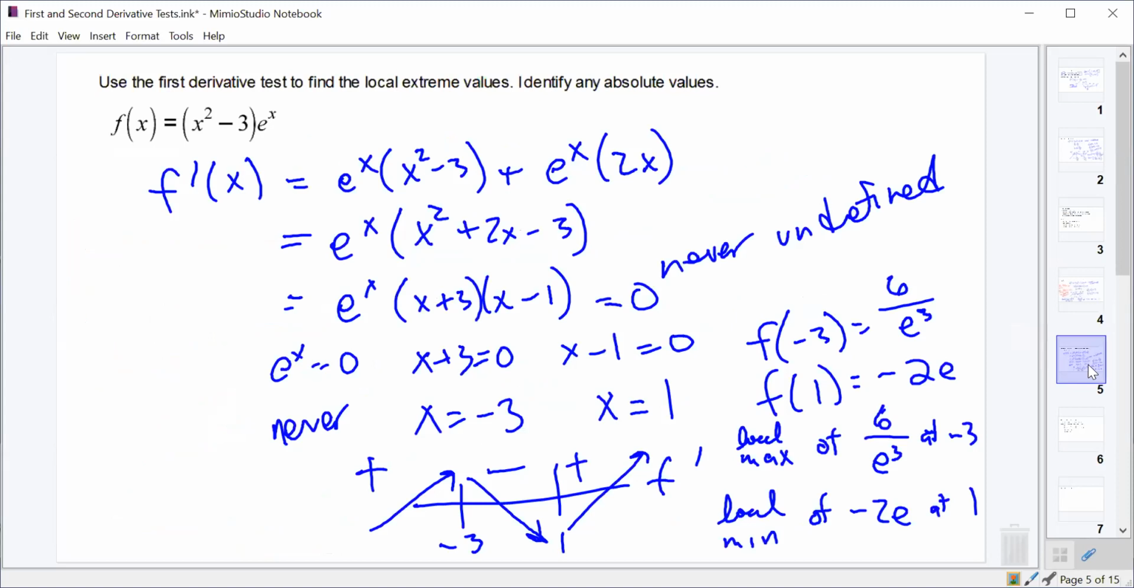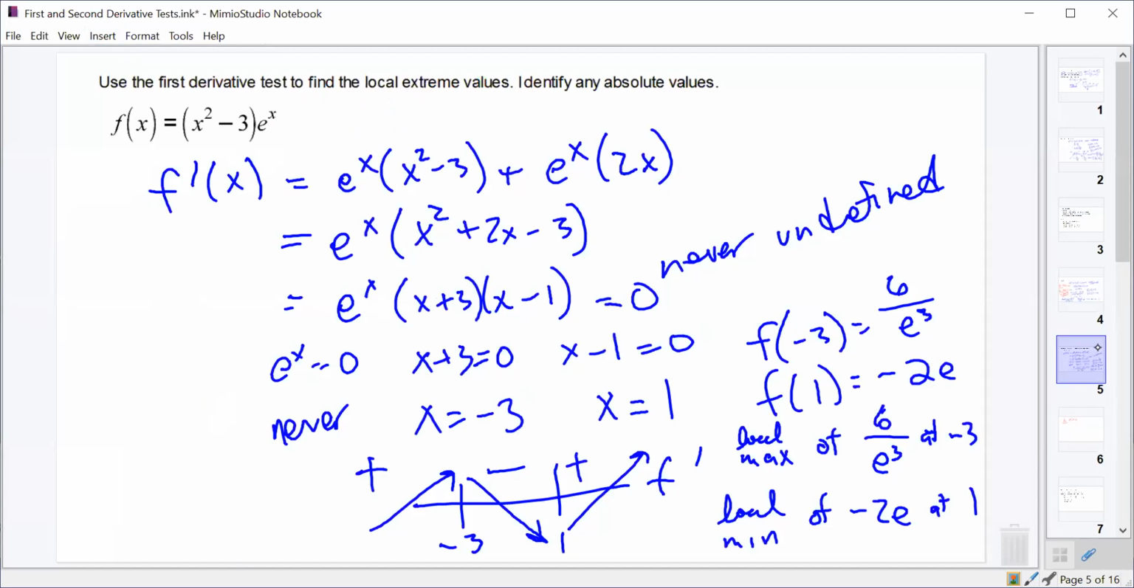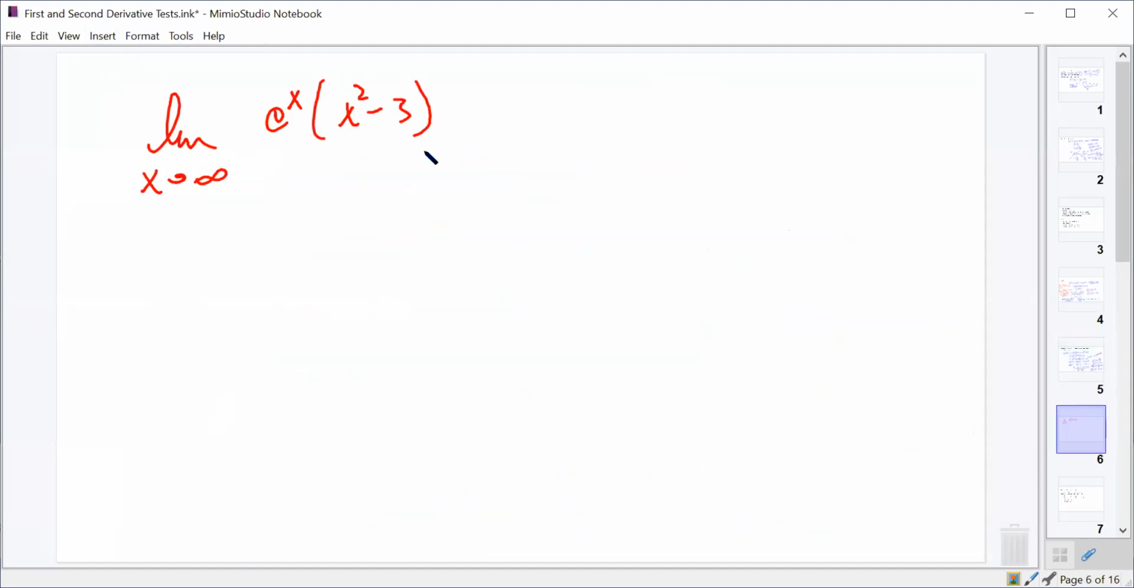It looks like it, right? Because it looks like it's increasing and it looks like it's decreasing forever. But let's find those limits. So the limit as x approaches infinity of e to the x times x squared minus 3. That's what it was, right? So as x goes towards infinity, what does this become?